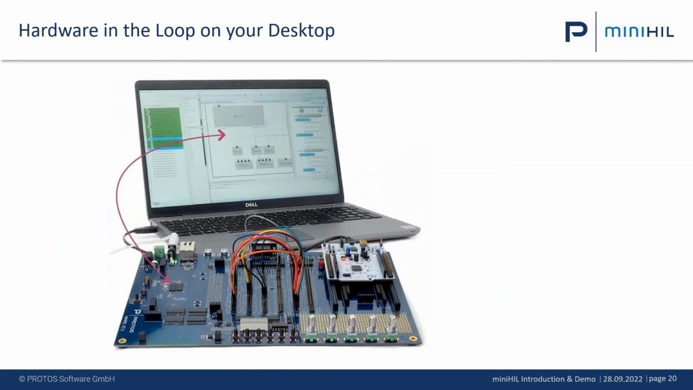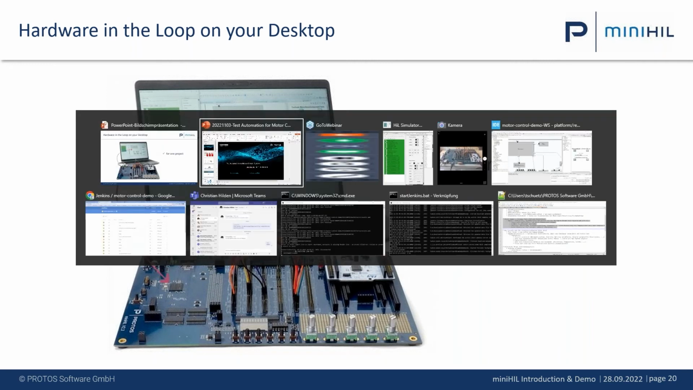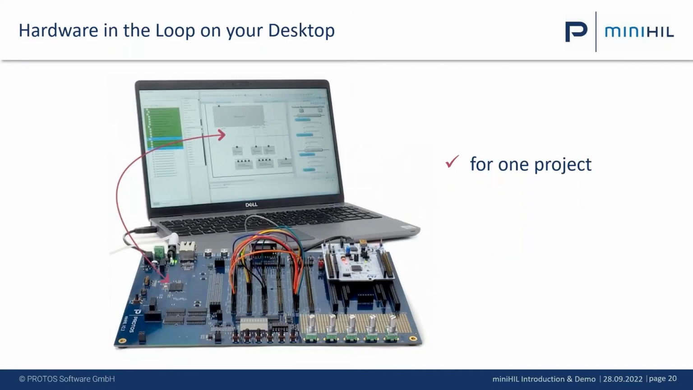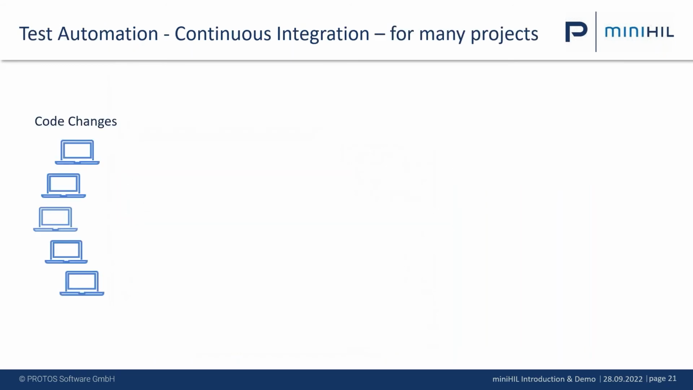That you can see the test setup for hardware-in-the-loop test on your desktop. So you have a laptop, for example, or a desktop computer, and right next to it you have the miniHIL, and that's the typical setup for one project or for the developer of the test case that can really run it on desktop. That's also the same setup I have here. So just to show you that, here I have the miniHIL board, and I'll do a little live demo after the presentation. The second kind of setup is a test automation with continuous integration.